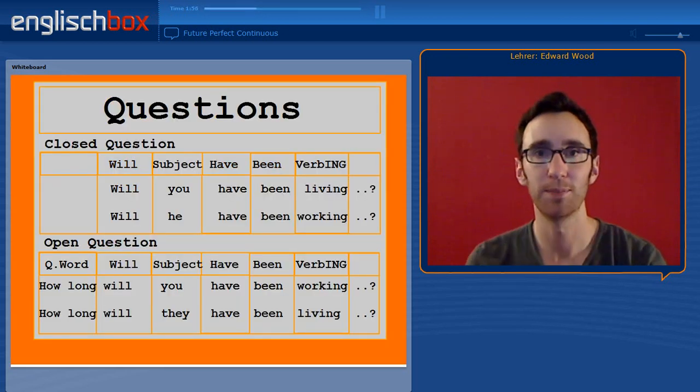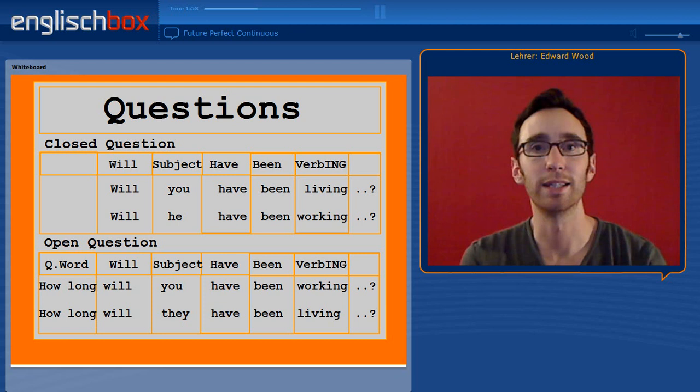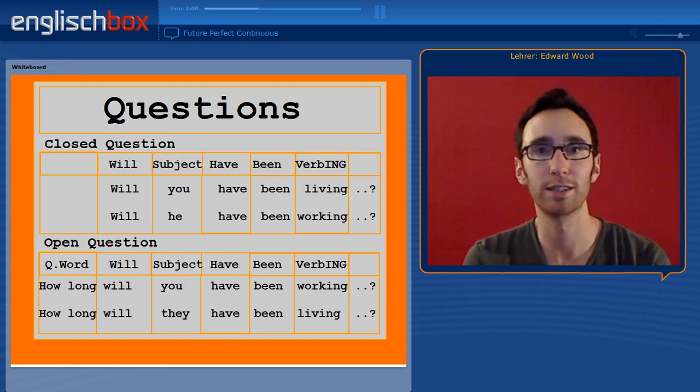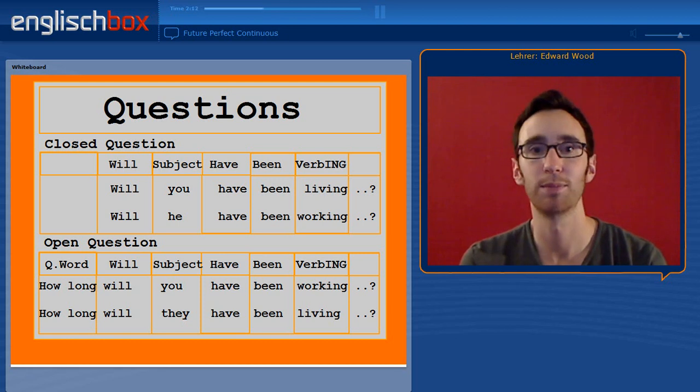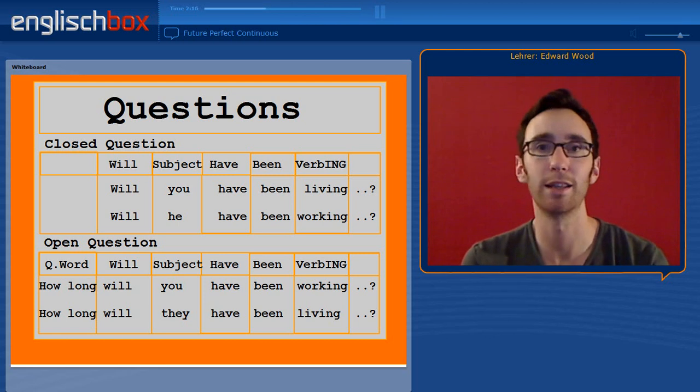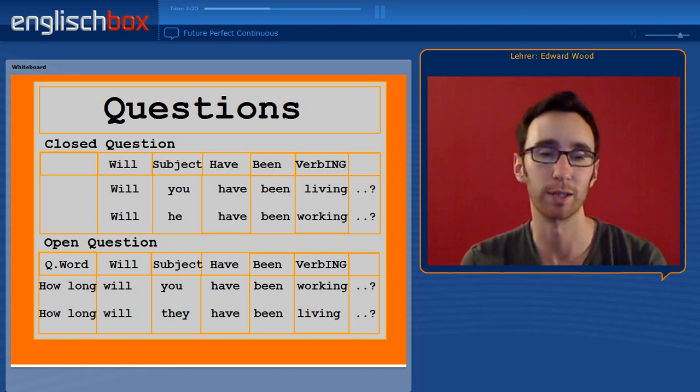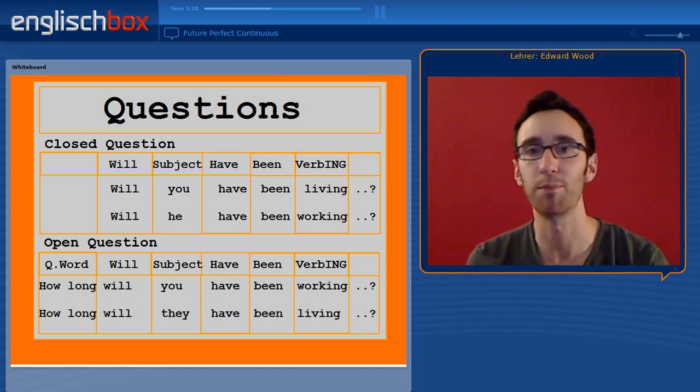In a question, then we simply have to invert the auxiliary verb will and the subject. So in a closed question, you have will first, followed by the subject, followed by have, followed by been, and finally the verb in the gerund form. In an open question, you simply put the question word before the auxiliary verb. For example, how long will you have been working?